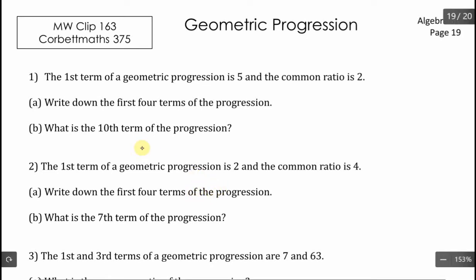Okay, see if you can listen to one or two and then pause the video and have a go at them yourself. It's only limited benefit to just watching me do maths questions.